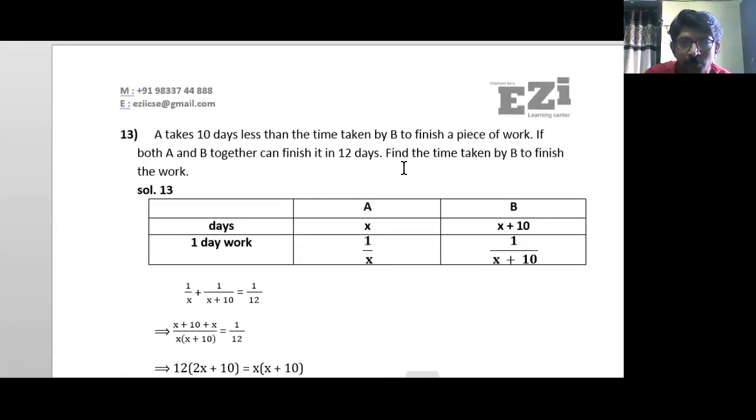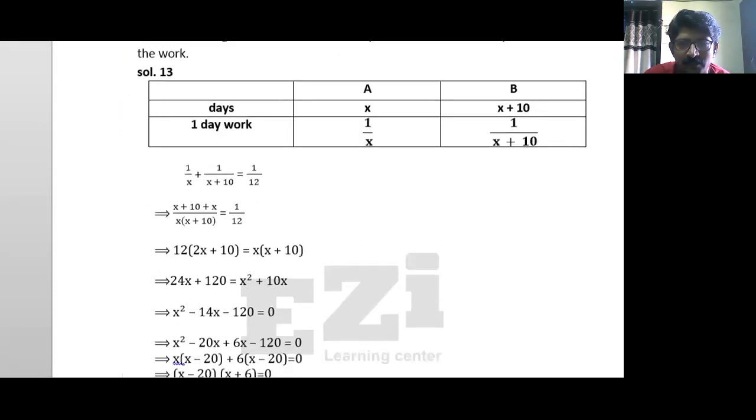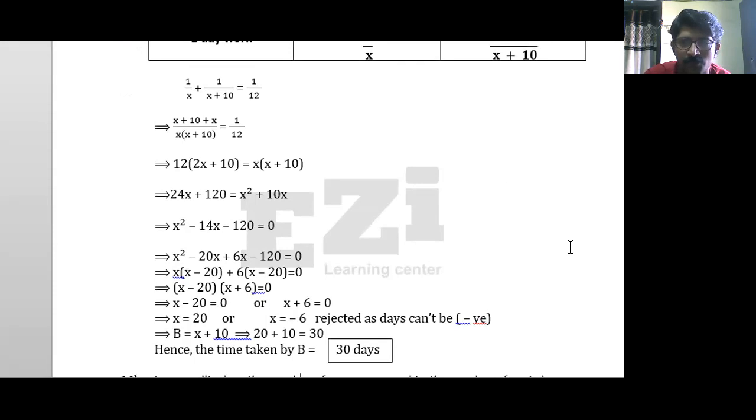Okay, what do we have to find? Find the time taken by B. So the time taken by B would be x plus 10. So 20 plus 10, 30 days. So 30 days is what B will take. I hope you understood till here perfectly. Sure.